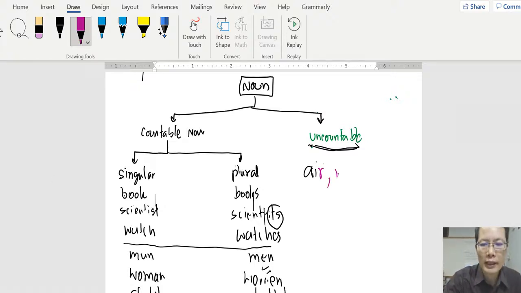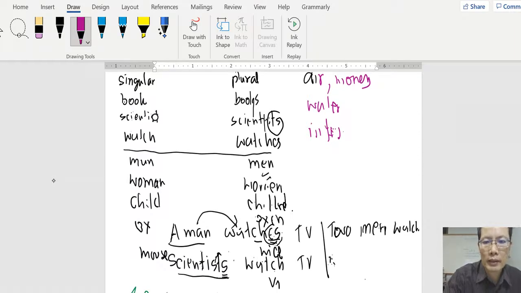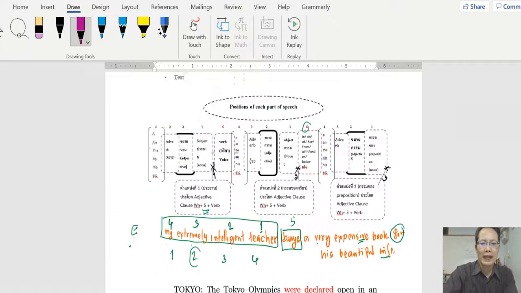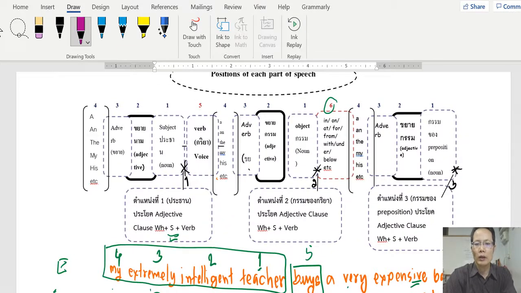Air, money, as I mentioned before, water. These are simple words, but information, very sorry, my marker is not working properly here. Information, we say luggage, I will show you later, or baggage, another form of it. So this is noun classification and the function of noun as I mentioned here also.